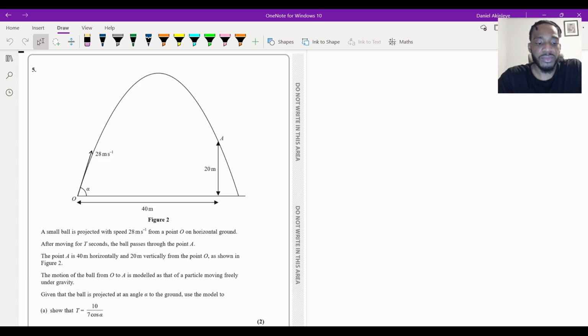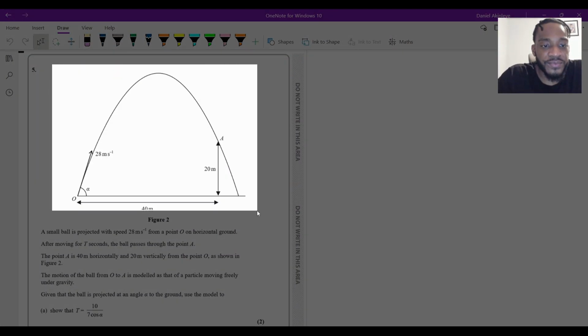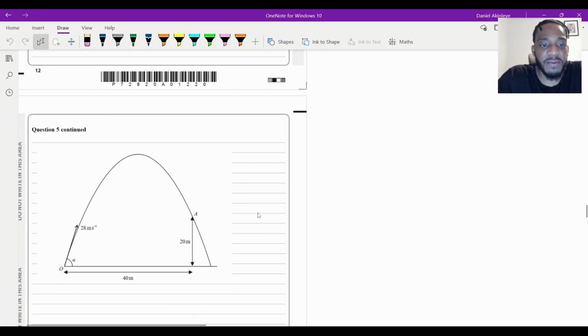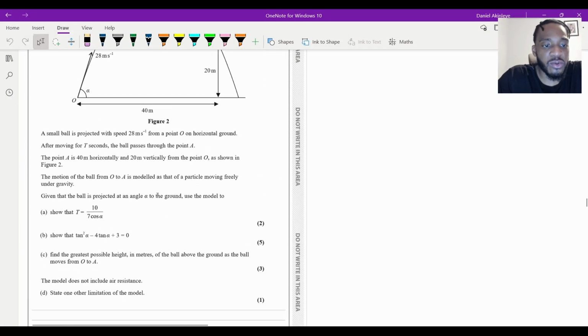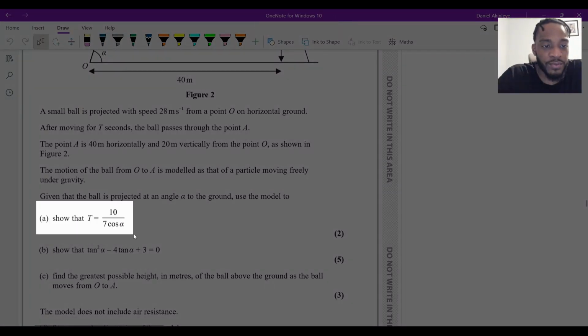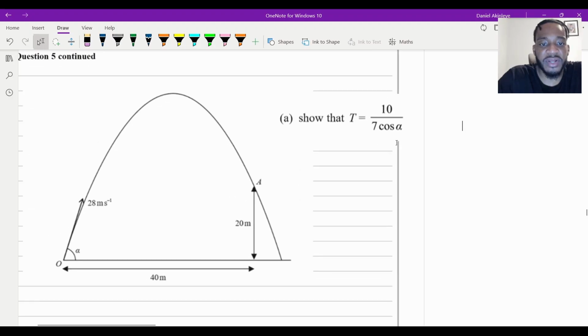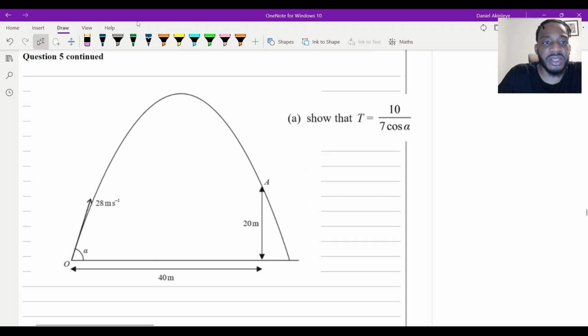So what I'm going to do, I'm just going to screenshot this diagram here. And I'll just put this here. And then let me also screenshot the show that, what we need to show. So I'm going to put this here. So we've got the diagram here already. And we need to show that t is equal to 10 over 7 cos alpha. Now remember, t is the time when the particle is at A. So this here is when t is equal to capital T, and we need to show that this is equal to that.